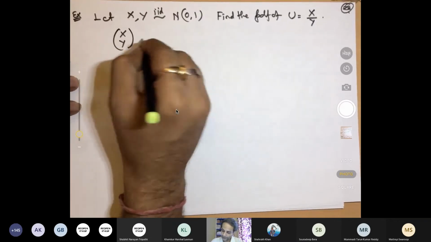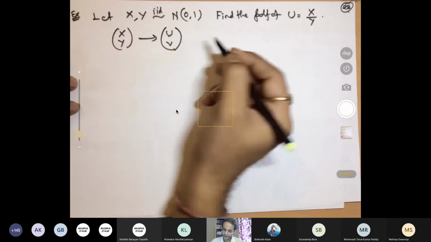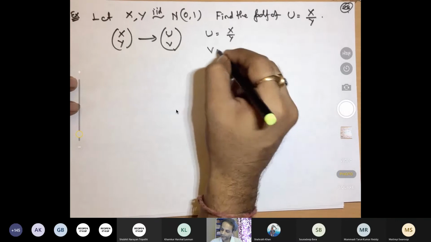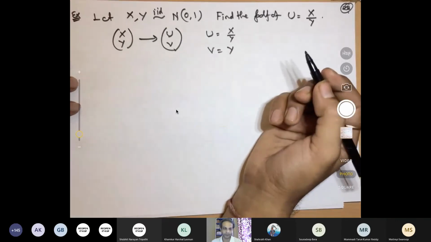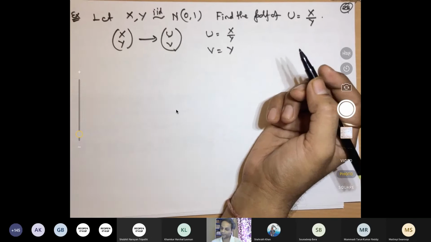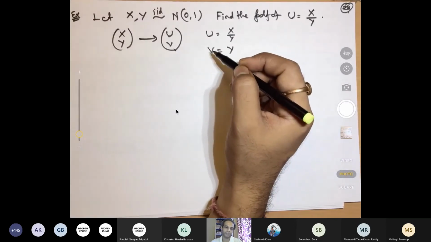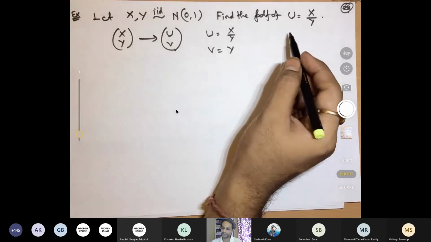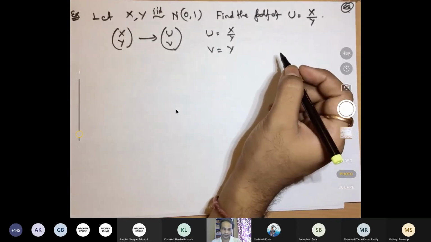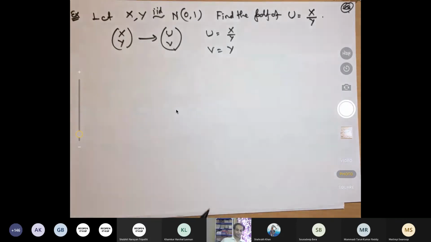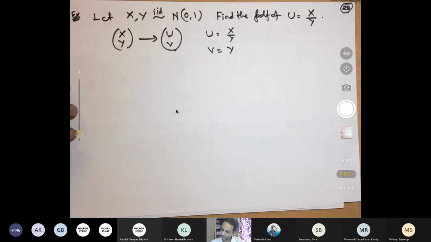So consider the transformation from xy to uv, where u equals x upon y and v equals just y. This is the way. Then we will find the joint density of u and v, and then we will integrate out with respect to v, and we will get the density of u. So this is the strategy, and this is a common technique for many situations. Maybe we will see more in our future classes.